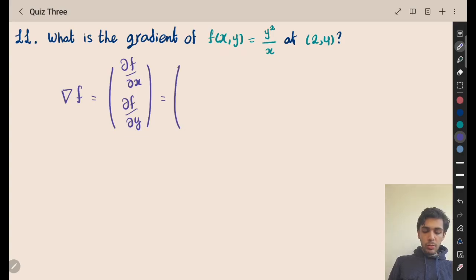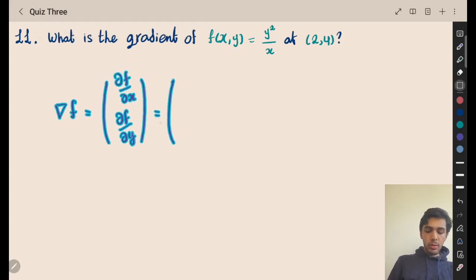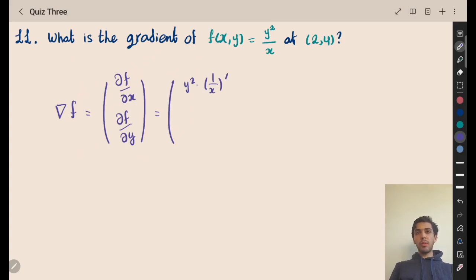What is the partial derivative with respect to x of this function? You fix y, so you treat y as some constant, and you take the derivative of 1 over x. The derivative of 1 over x is minus 1 over x squared. Now, if you want to do the same thing here, treat 1 over x as a constant, and you take the derivative of y squared with respect to y. The derivative of y squared with respect to y is just 2y.